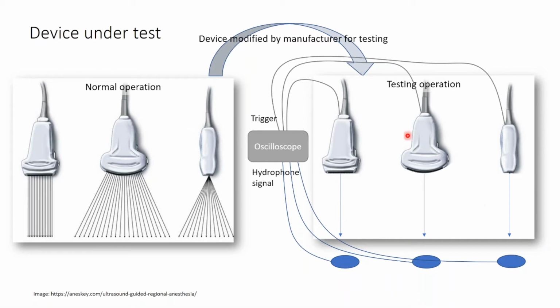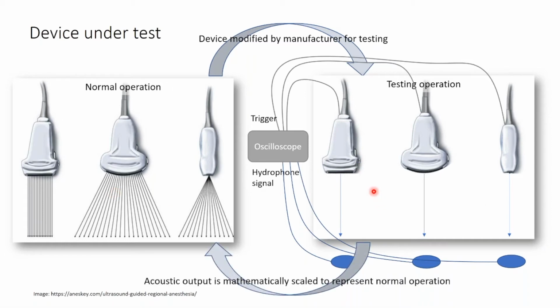Now, in order to make this situation match the clinical situation, we then apply mathematical scaling so that we can represent what's going on in clinical settings based on our single line measurements. So again, we make the careful line-by-line measurements over here, and then we mathematically scale it, knowing the pulse repetition frequencies and the sweeping parameters, so we know what's actually going on in a clinical setting.